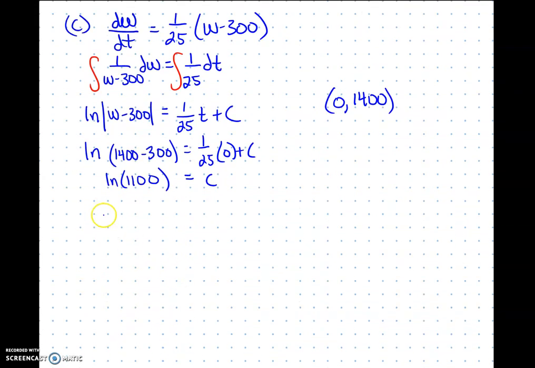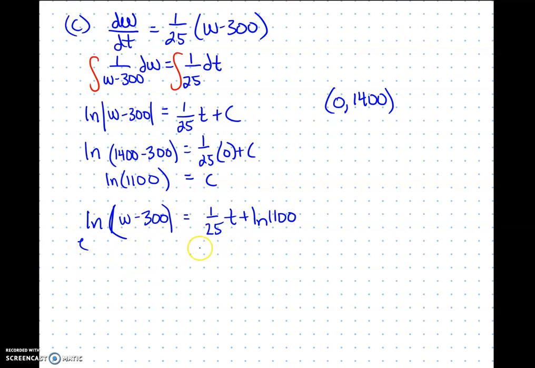So what do I have? I have that the natural log of w minus 300, and I'm not going to worry about the absolute value bars because that's always going to be positive. Remember, my w is always going to be bigger than 300, is equal to 1 over 25t plus the natural log of 1100. I'm going to do e to both sides.